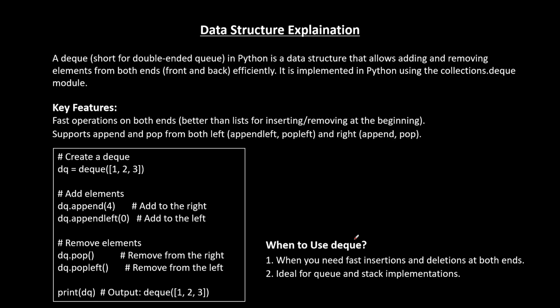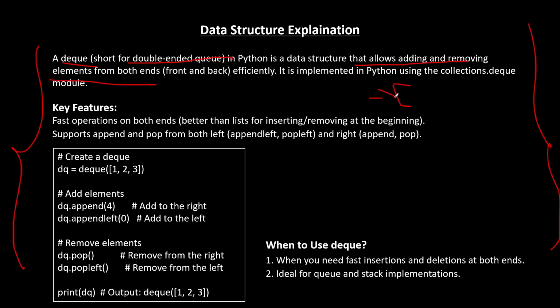Now let's move to the next slide. Before going to the approach, let's understand what is deque data structure in Python. I have tried to explain what a deque is and how it works briefly. Deque stands for double-ended queue. In Python, it is a data structure that allows adding and removing elements from both ends. We can add elements from front and back, and we can remove them also.